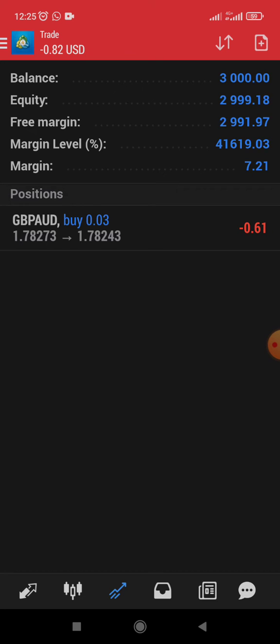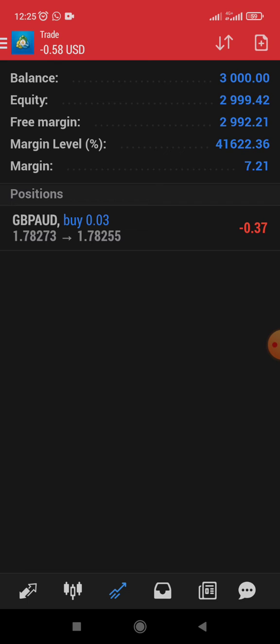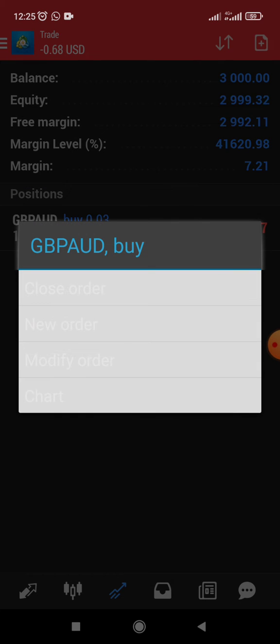Now, assuming I want to modify this trade, because when I entered this trade, there was no take profit and stop loss. So how do I enter my take profit and stop loss? Now that I have entered the trade and I want to put in my take profit and stop loss, how do I do that? So you come back to the trade portion here, then you click and hold on this trade. You see that it will give you a pop-up. When you tap and hold, it will give you this pop-up.